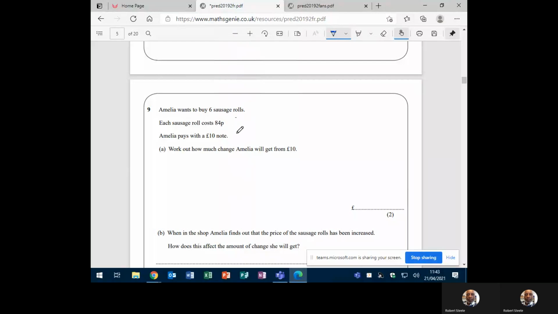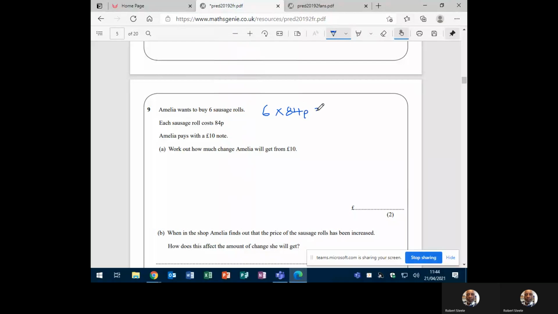This is a calculator paper. I haven't used the calculator yet, but that's just me. This is one where you might want to use a calculator and tap into the calculator. What's 6 lots of 84p?